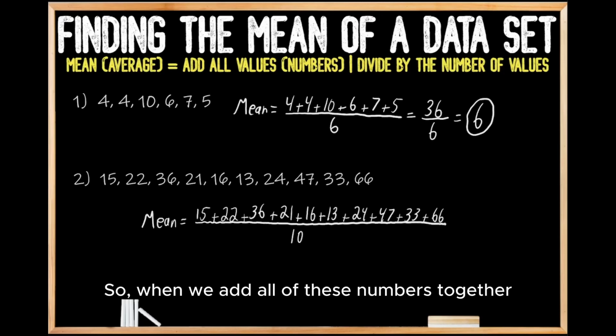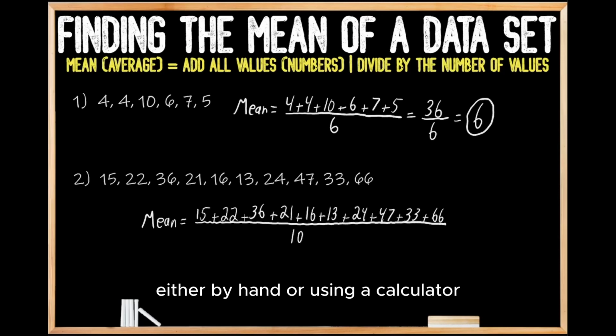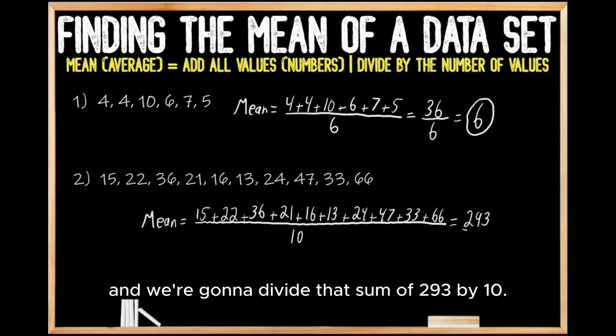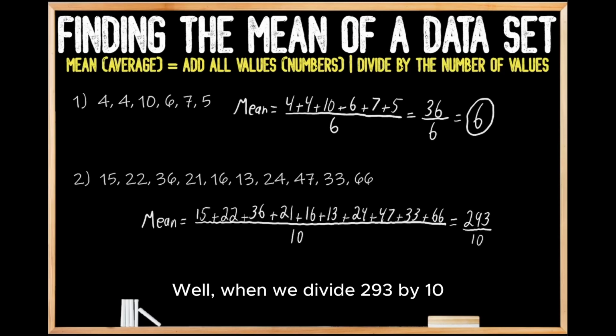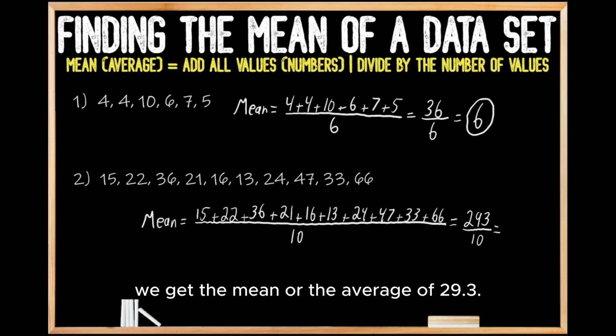So when we add all of these numbers together, either by hand or using a calculator, we're not going to do this in this video, we're going to get the sum of 293. And we're going to divide that sum of 293 by 10. Well, when we divide 293 by 10, we get the mean or the average of 29 3/10.